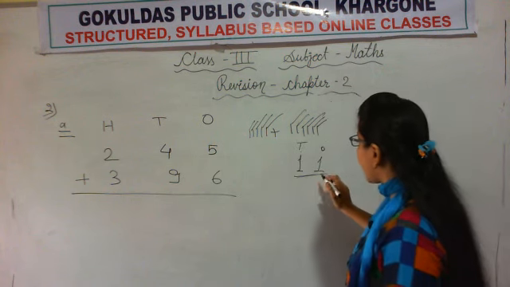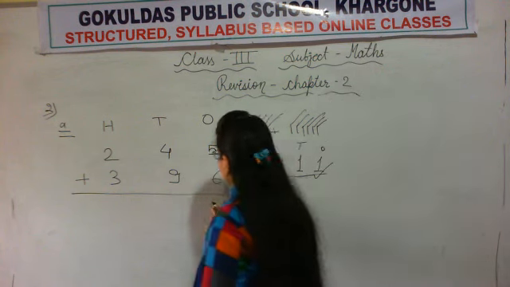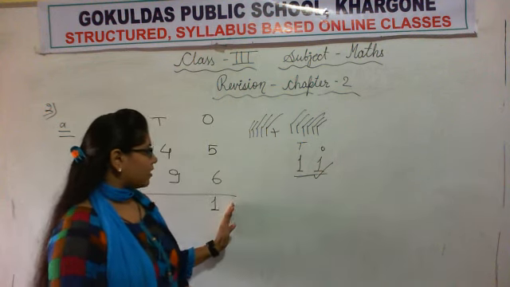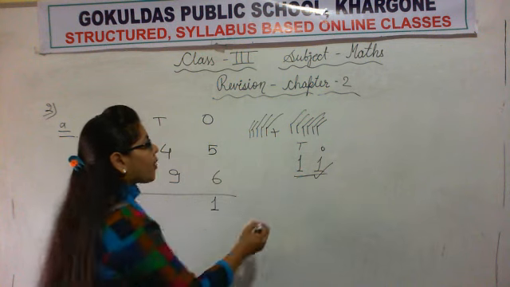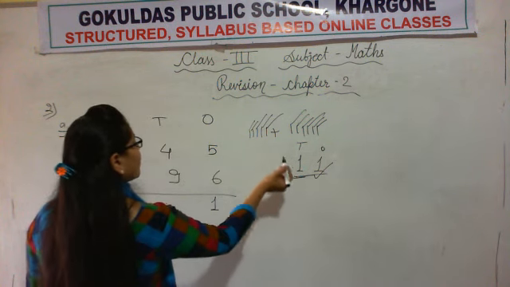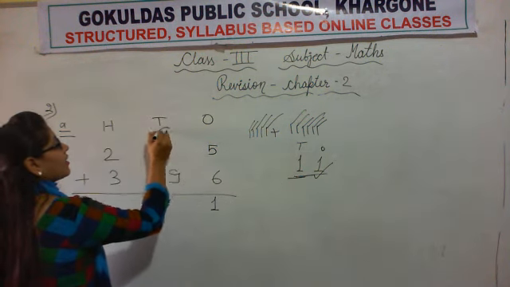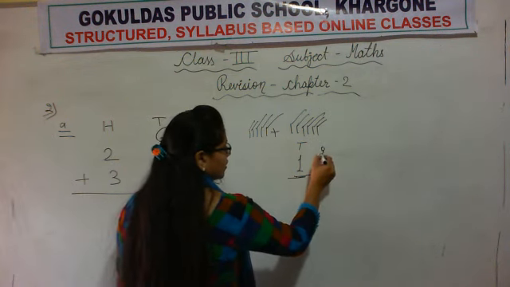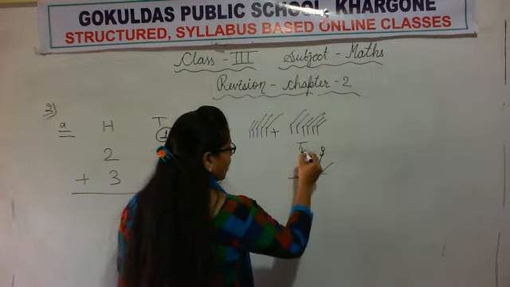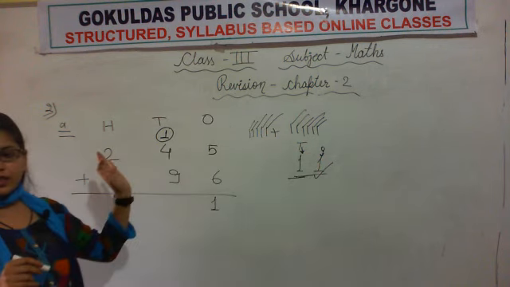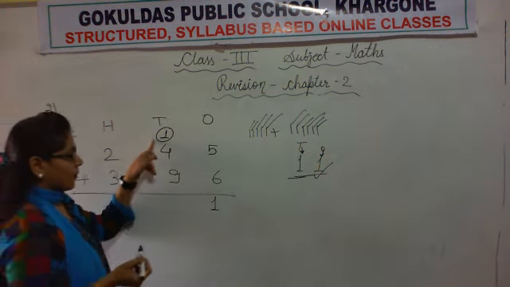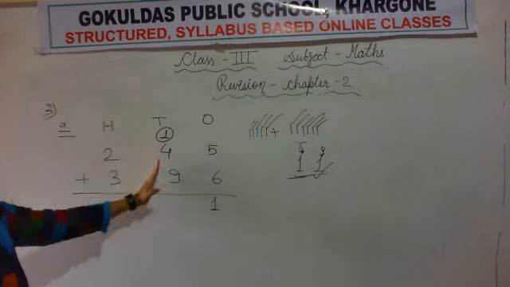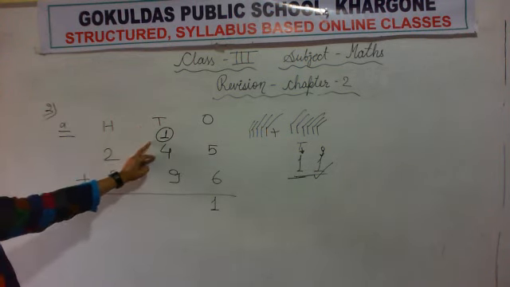Now, we will write this one in the column of ones as it's the answer. Now, what about this one? We will write this one here in the form of carry. See, ones we wrote in the column of ones and tens we wrote in the column of tens. Now, again, we will also include this one in the column of tens.